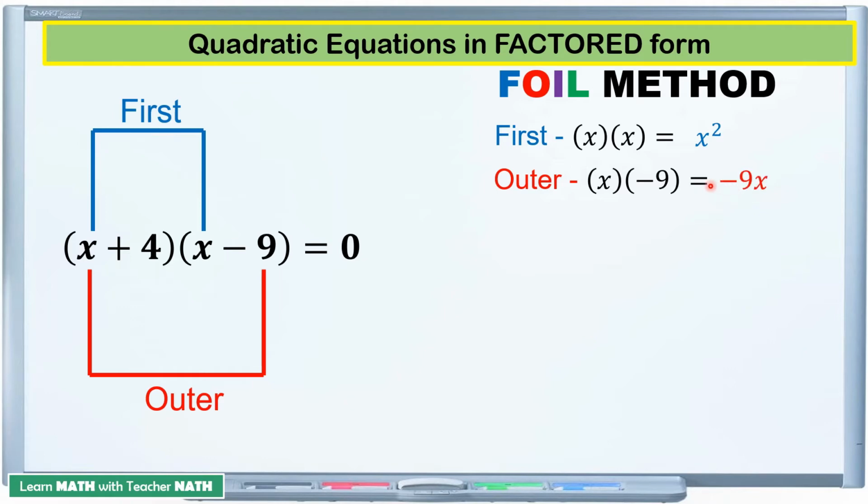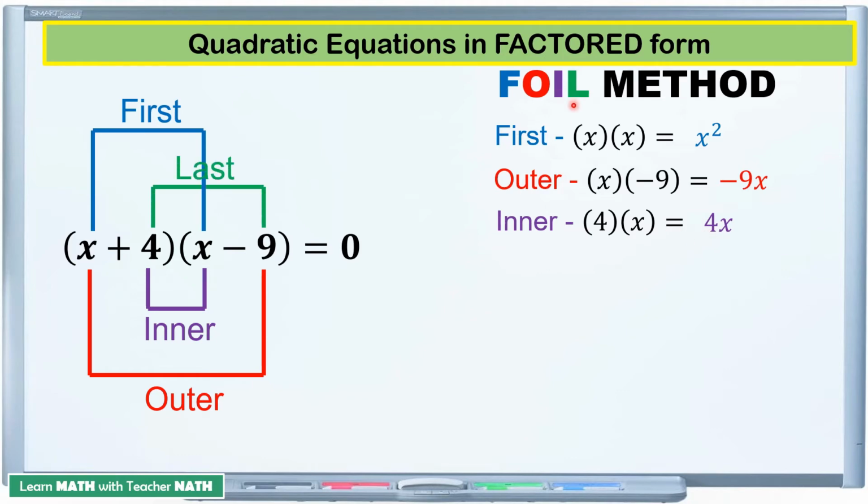negative 9x. Next is the inner term. Inner term is 4 times x. So 4 times x is equal to 4x. Next, we have the last term. So last term is 4 times negative 9. So the answer will be negative 36. Always remember, if you're going to multiply different signs, the sign of the product will be negative.